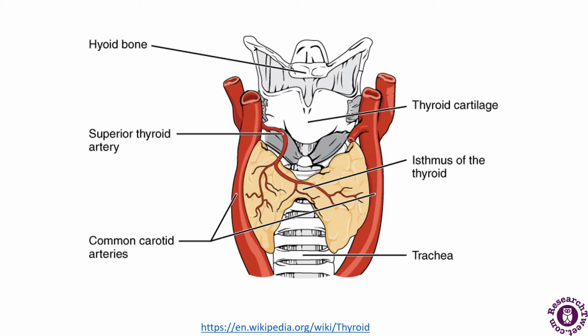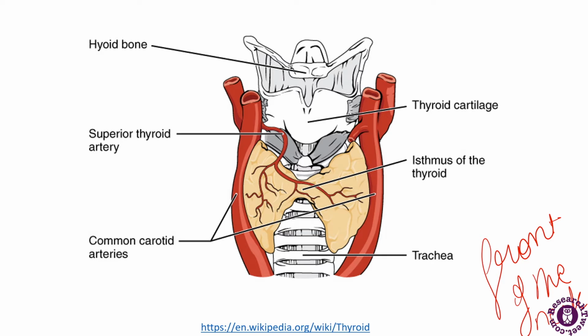So what is the location of the thyroid gland? The thyroid gland is located at the front of the neck, just below the Adam's apple. It is a butterfly shape.